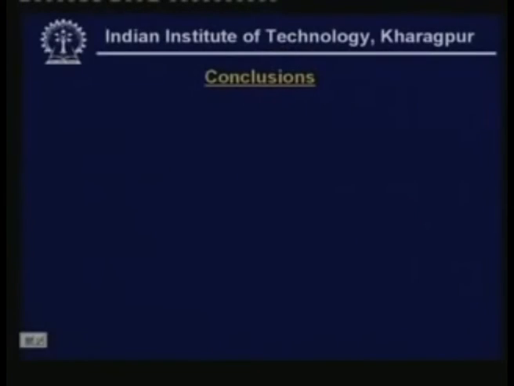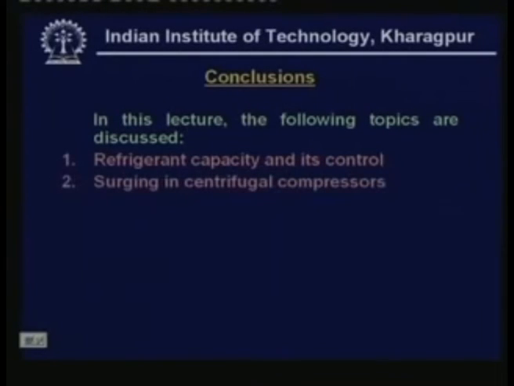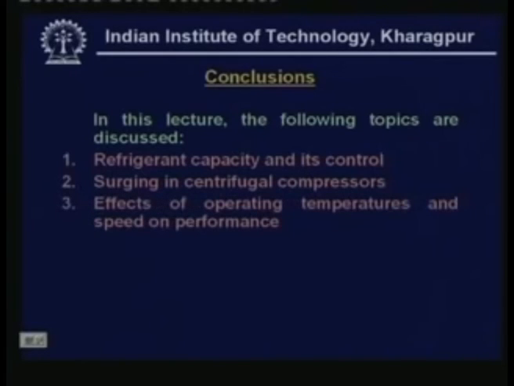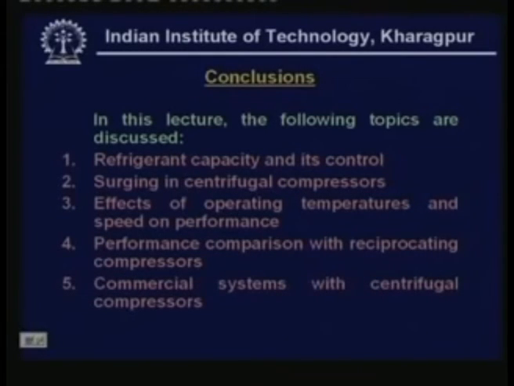Okay. Let me give a homework problem which you can try at home. Before that, let me conclude what we have learned in this lesson. In this lecture, the following topics are discussed: refrigerant capacity and how to control it, surging in centrifugal compressors, effects of operating temperatures and speed on performance, performance comparison with reciprocating compressors, and commercial systems with centrifugal compressor. These are the aspects covered in this lecture, and as I have already mentioned, with this lecture I complete my talk on compressors. Okay. So before I leave off, let me give a homework problem.